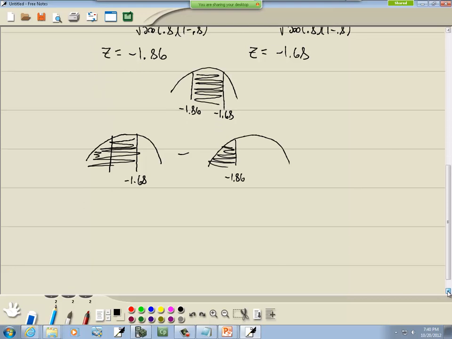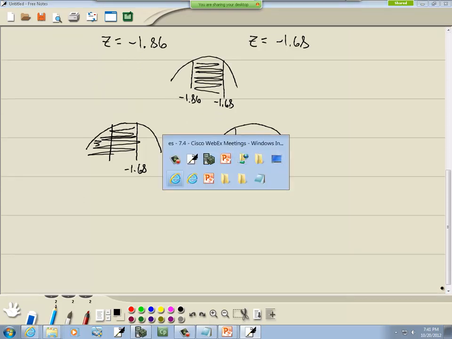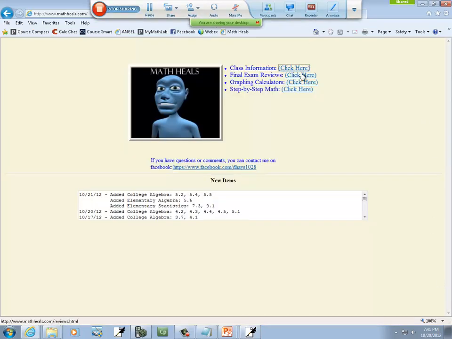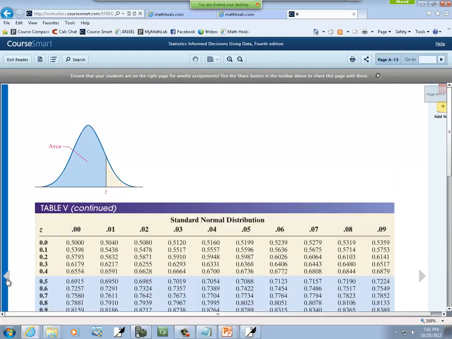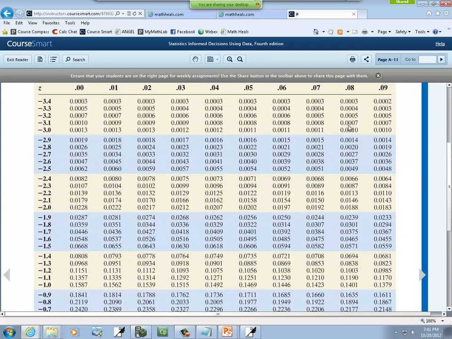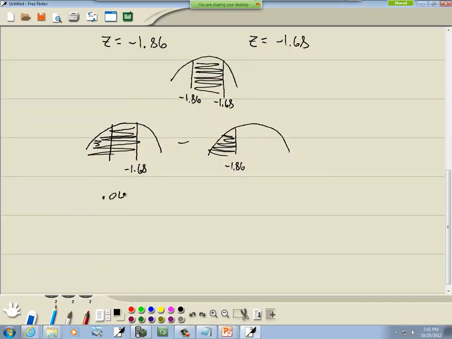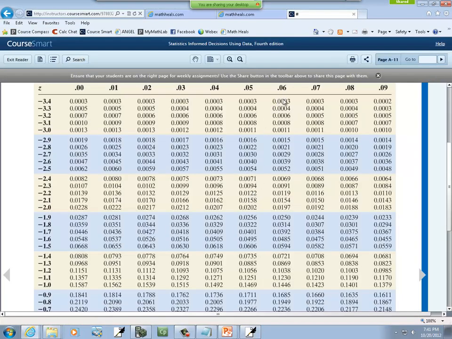So let's go look this up in our table. Negative 1.68. Now the 8 in the hundredths place is right here, so I want this column. Negative 1.6. Here's negative 1.6. I come over to here, assuming my eyes don't get off, and I get 0.0465. So 0.0465 minus, and then we'll look up negative 1.86. Well, the 6 in the hundredths place, so we're looking in this column. Negative 1.8. Right here, negative 1.86, we get 0.0314.